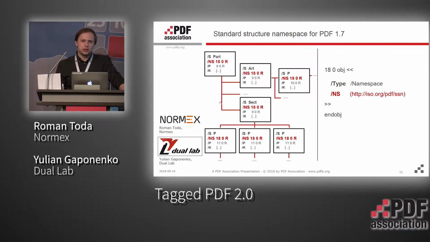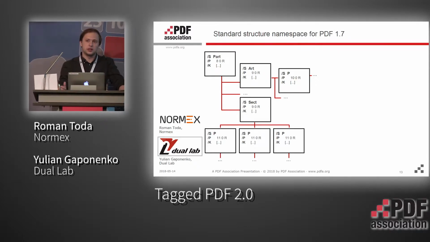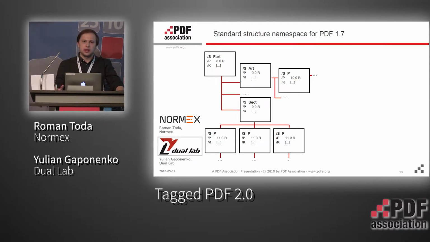And this creates a great deal of backward compatibility. What is even more, the NS entry is an optional entry for the structure element dictionary, and if it's omitted, the structure element is considered to be under the default namespace, which is the standard namespace for PDF 1.7. So this text structure is equivalent to the previous one, and at the same time you would see the same text structure in 1.7 documents.